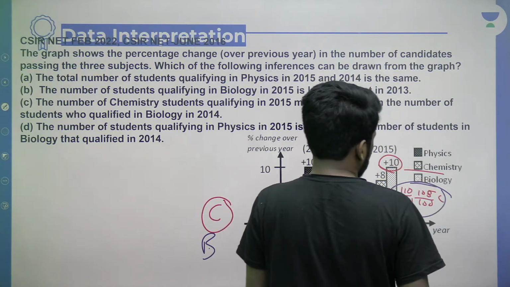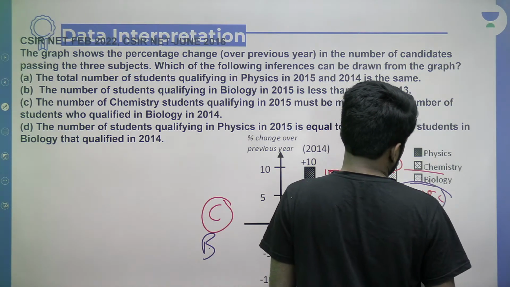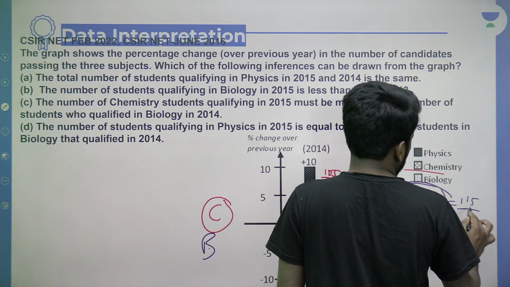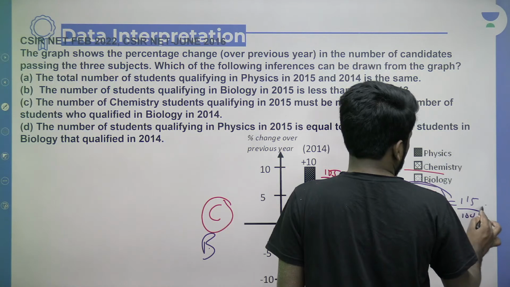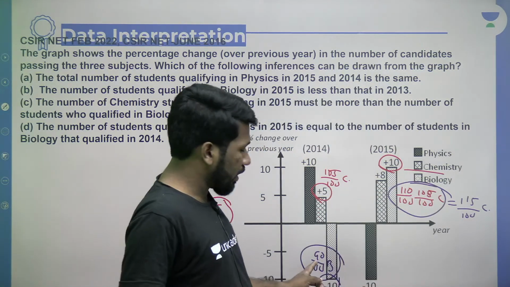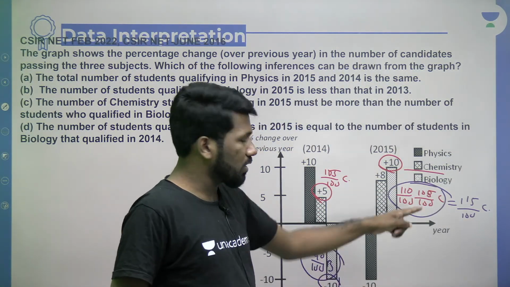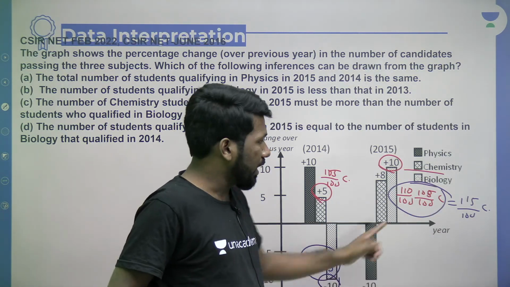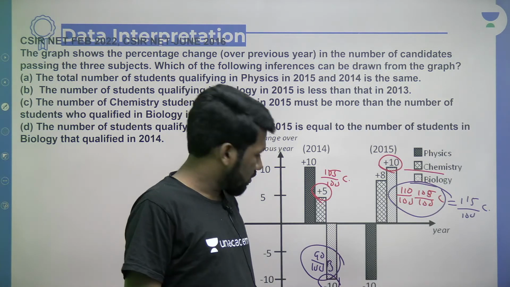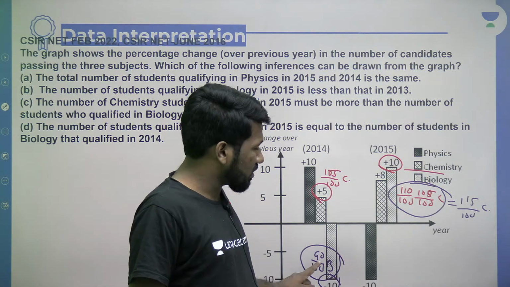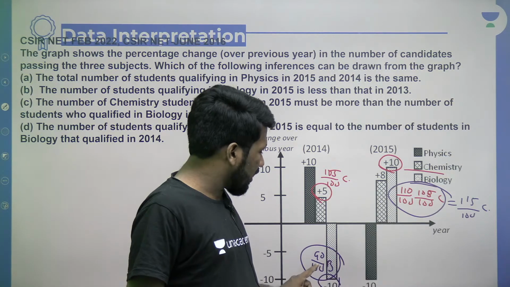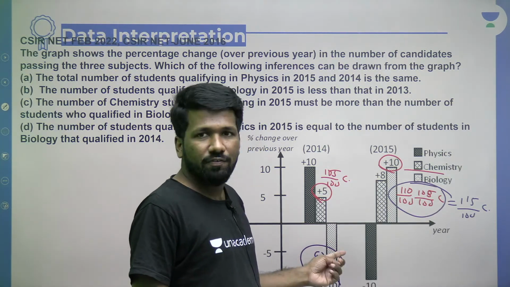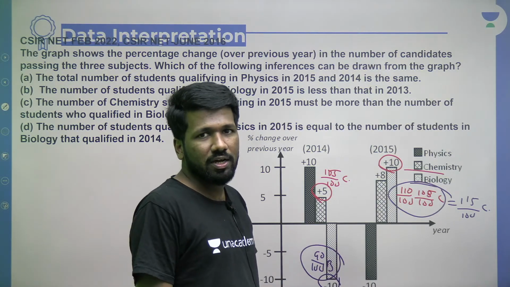This will be almost 115 percent of C, or 90 percent of B. Don't say this is smaller than that. What if this B is 1000 and that C is 100 only? 90 percent of 1000 versus 115 percent of 100, definitely 90 percent of 1000 will be bigger.